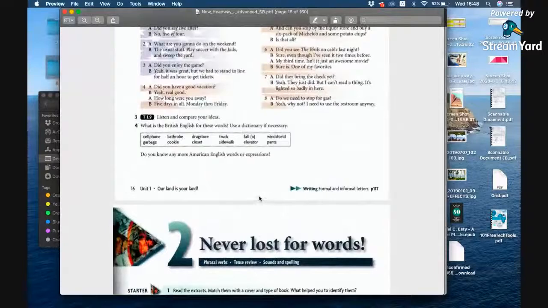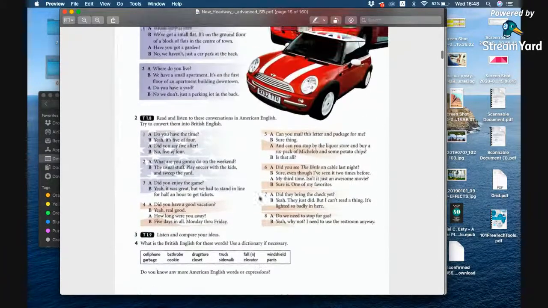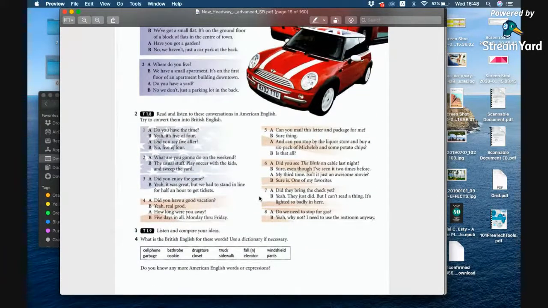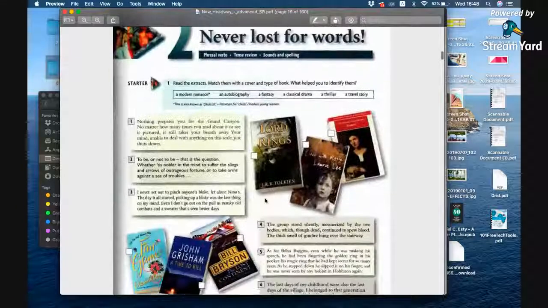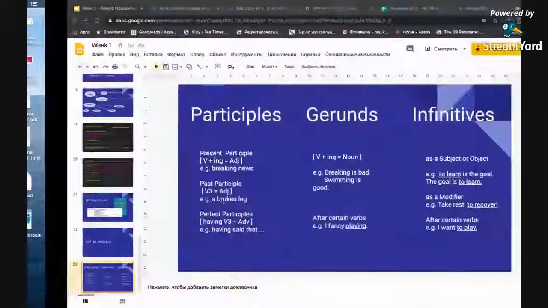That's it about advanced language. No, it's Advanced Headway. You would have to do its workbook as well. You can download CDs from the link. There are CDs for the workbook of Headway. And yeah, that's it. That's it for this week.